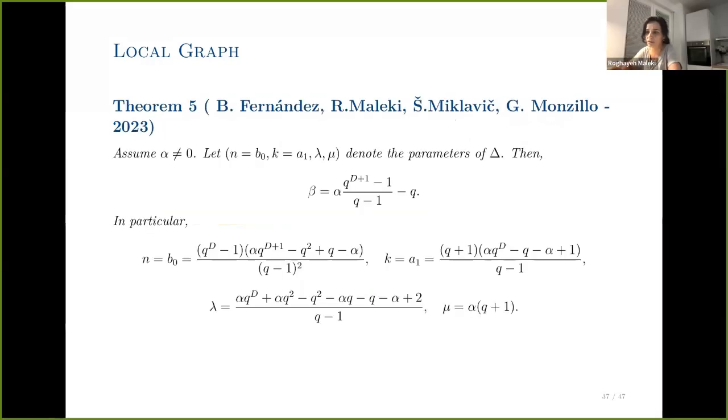And we could show that, assuming that, again, alpha is non-zero, we need to assume alpha is non-zero here. We computed these parameters n, k, lambda, and mu for this local graph delta.